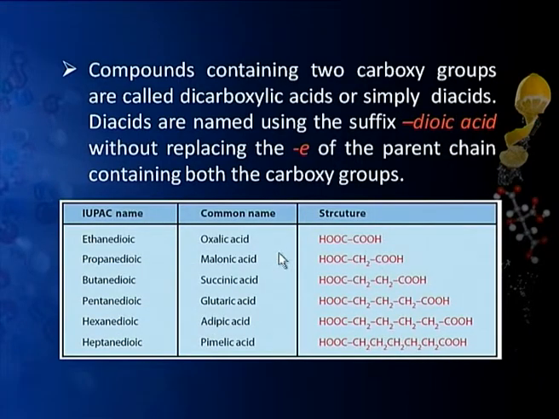There are a few examples here, such as this is a 2 carbon acid, commonly known as oxalic acid. This is ethane dioic acid. This is a 3 carbon acid, so it is named as propane dioic acid, and commonly it is known as malonic acid, and so on.